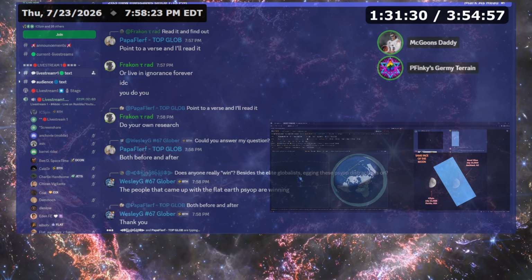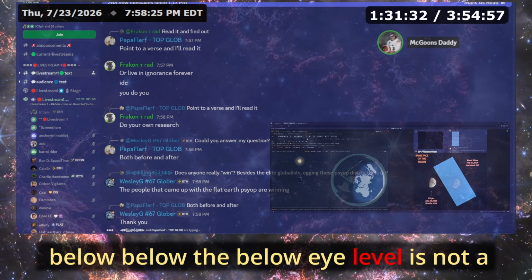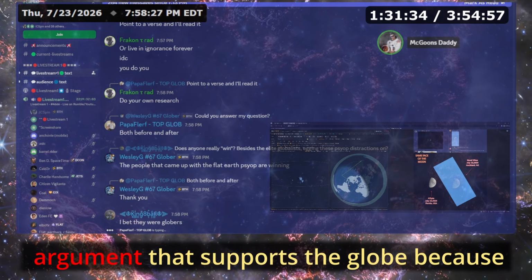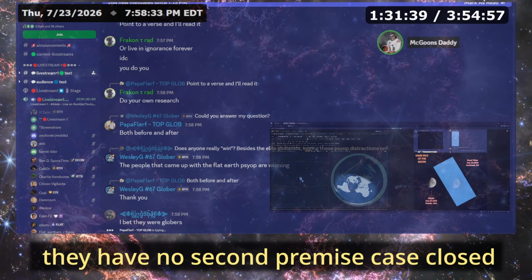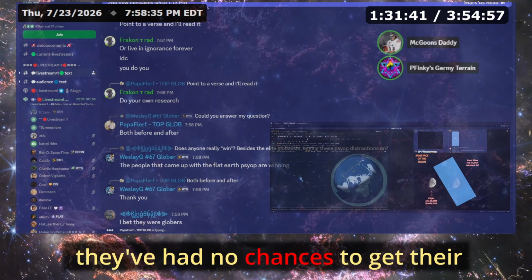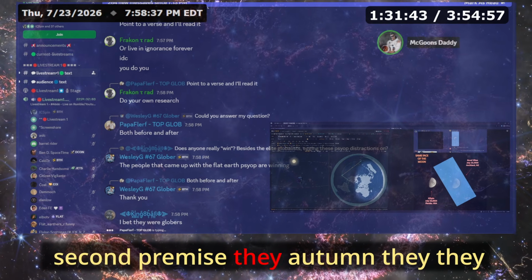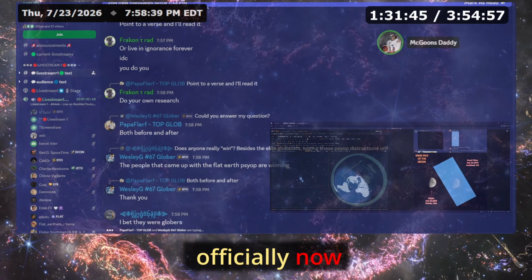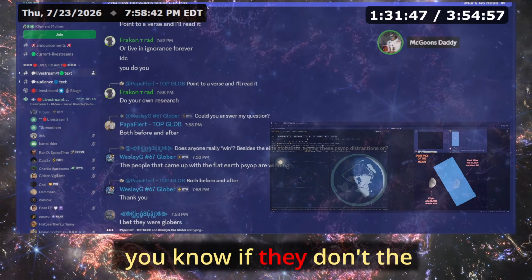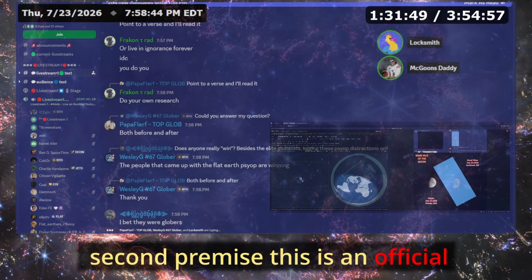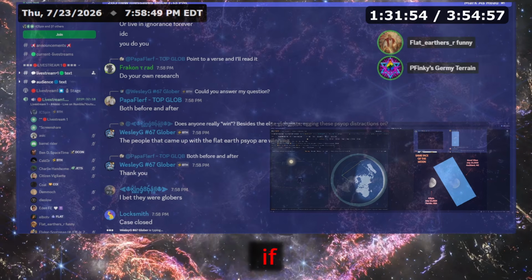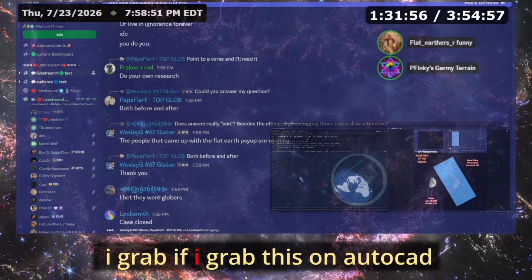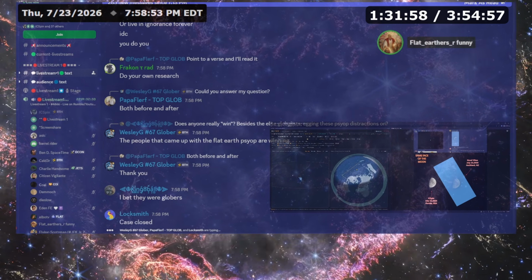3 degrees sunrise below eye level is not an argument that supports the globe because they have no second premise. Case closed. They've had 20 chances to give their second premise. If they do give the second premise, this is an official resignation and forfeiture by the globers after the 20th. If I graph this on AutoCAD, would you accept it?